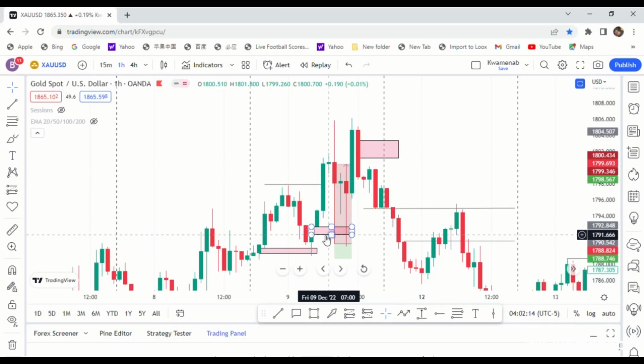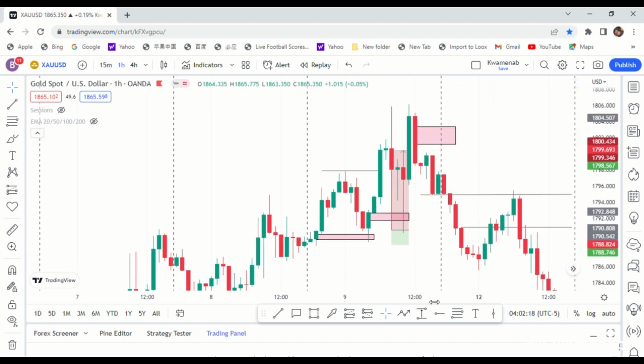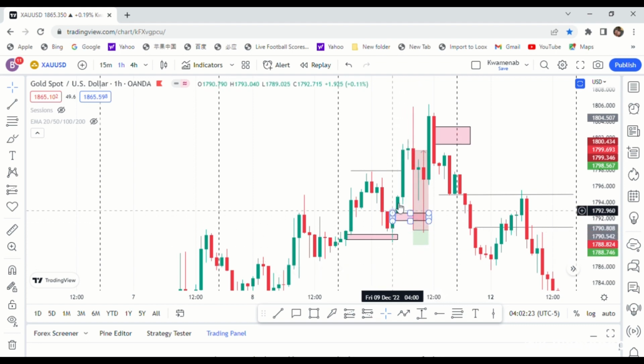So now the market was here. The market was here, and then we saw extreme buying. We saw the market move all the way from this place all up to this point.